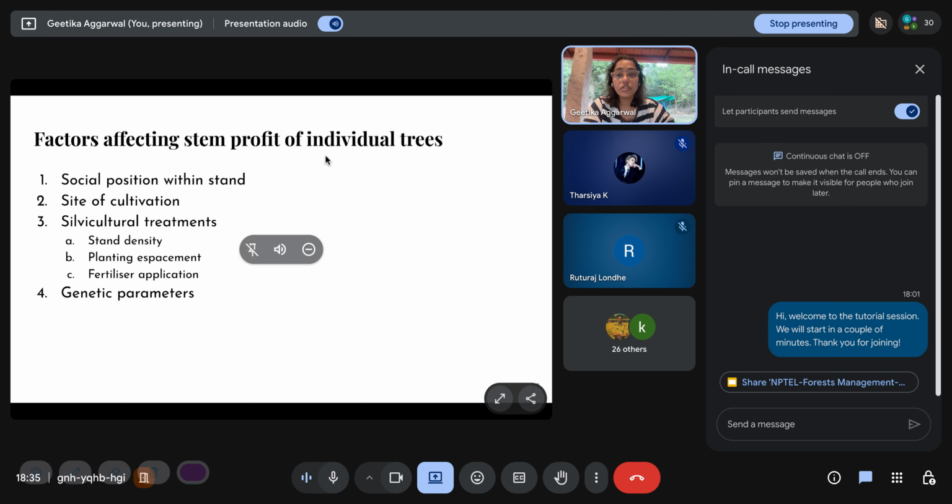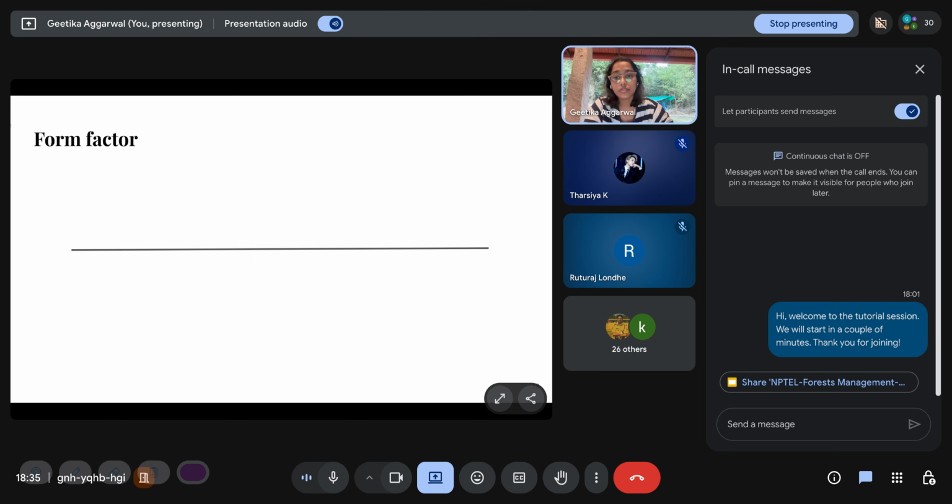So these are the different parameters. What is the position within the stand? What is the site of cultivation? Where are you cultivating the trees? And then the different silvicultural treatments: how densely you plant your trees, how much space you give. Basically, stand density and planting spacements are the same thing: how densely you put the trees, or how much space you leave between the trees. And then fertilizer application and genetic parameters. Some trees will be better genetically at giving you high quality timber compared to the other ones.